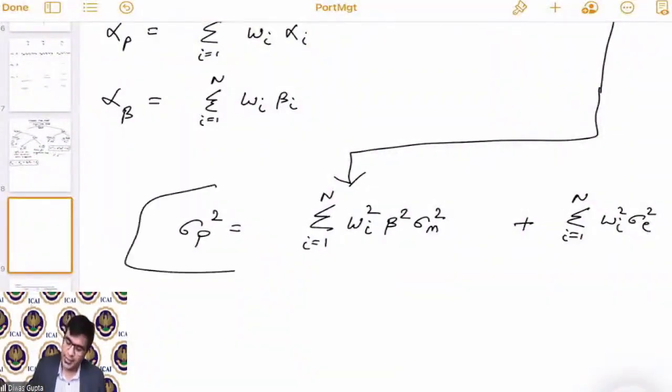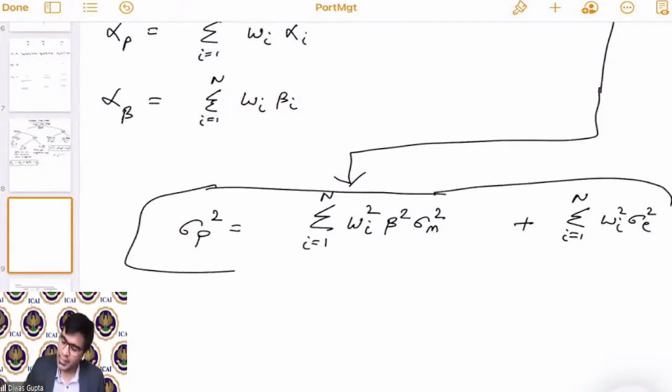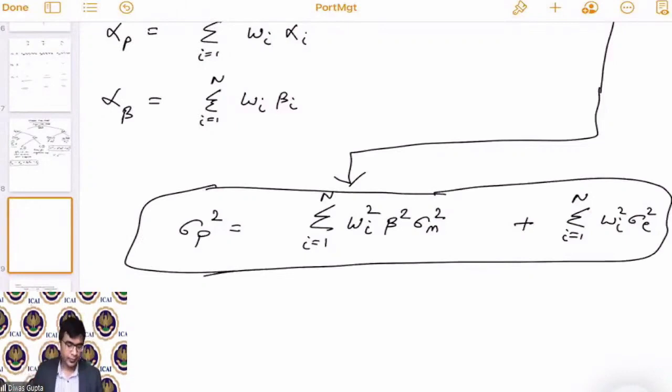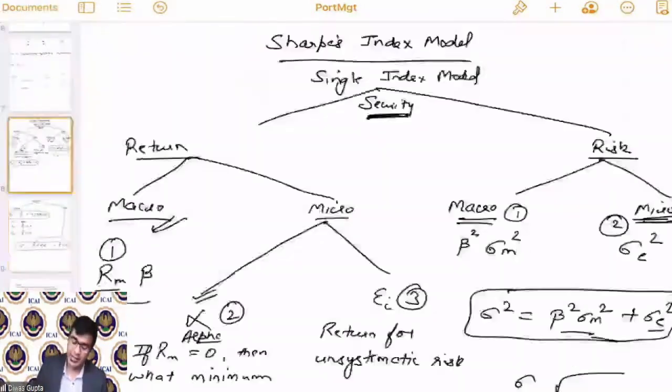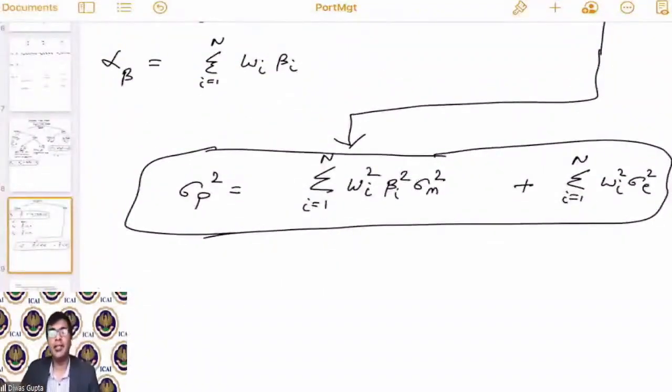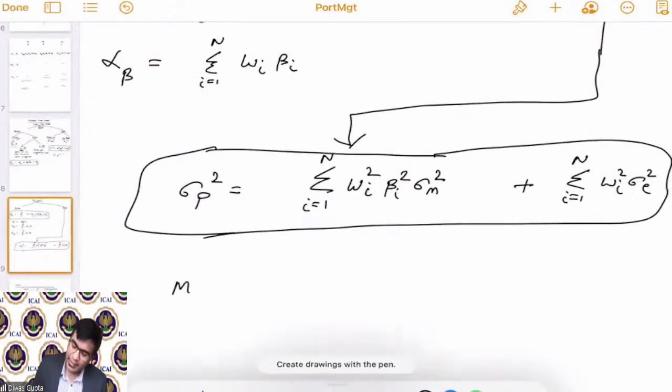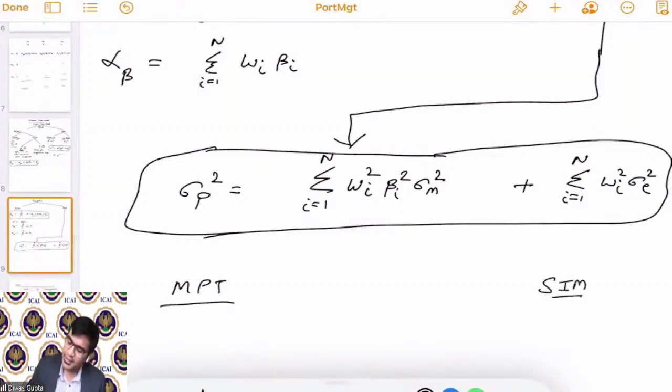Okay, students. So now if you see, this is the portfolio risk as per the Sharpe's index model. For beta I, weight I square, we will multiply it in the standard deviation of market square. Now, here comes the difference, that why is this model relevant for us, or why are we even studying this model. See, the answer actually lies in the comparison between both MPT and Sharpe's index model, which is SIM.